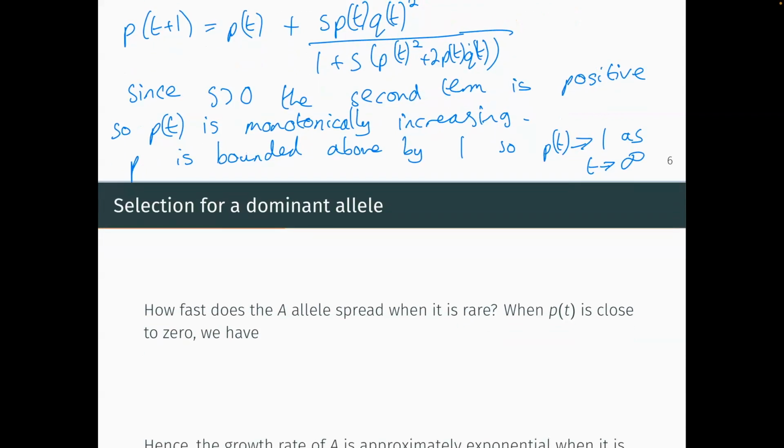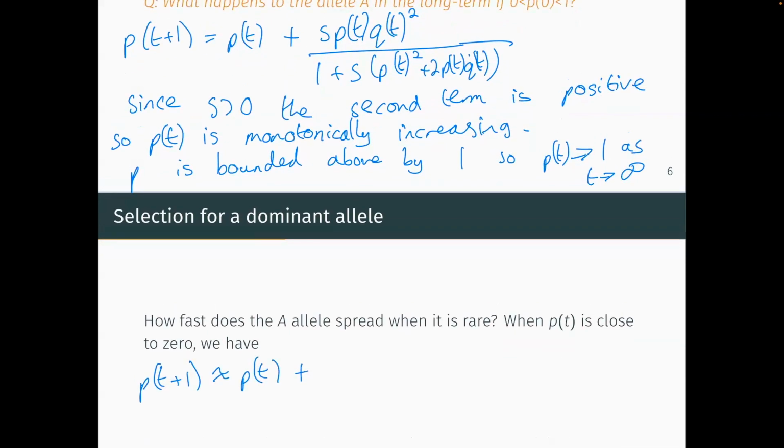So what we're essentially assuming is that p of t is close to 0, so we can approximate this difference equation above. We're saying p of t plus 1 is approximately equal to p of t plus, well, on the top, s is just a constant. p of t, we're assuming is very, very small, and we've got a q of t squared. q of t is going to be very close to 1, so we can approximate this as being approximately equal to 1. So we're just going to have s p of t on the top.